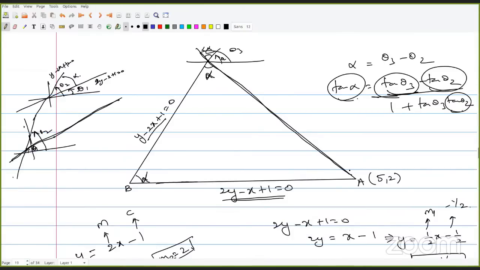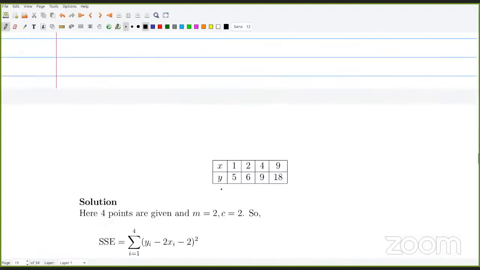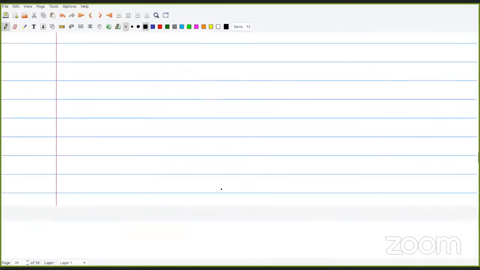So once you get the slope of this particular line, you have the slope and also you have this point. Using point slope form, you can find the equation of the straight line AC. Just try by yourselves, you get the equation of the straight line. Okay. Now let's move on to SSC.